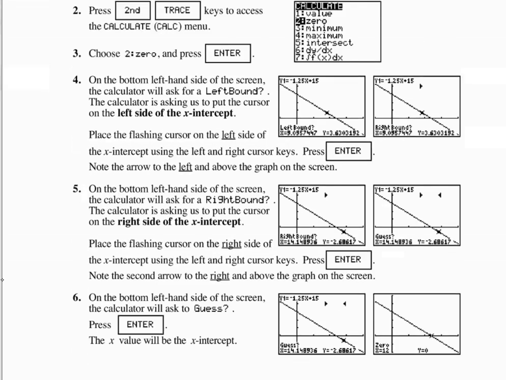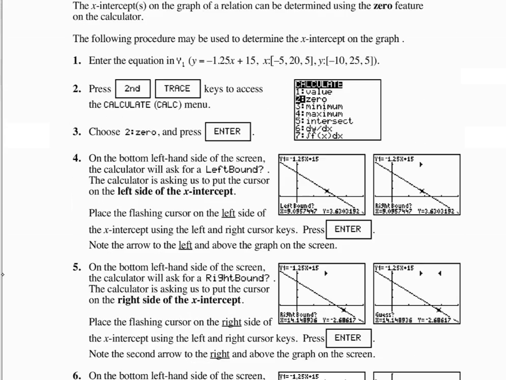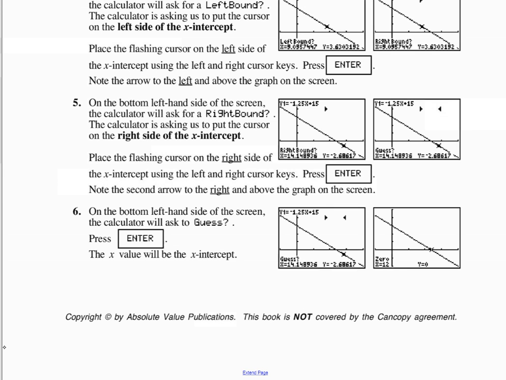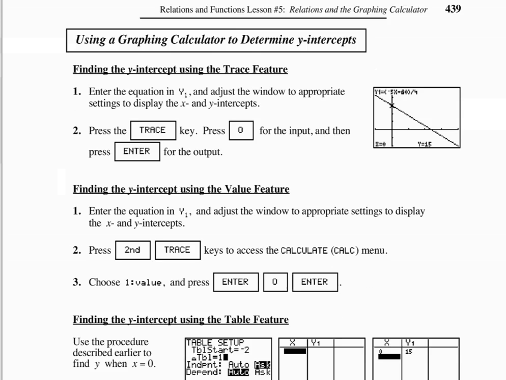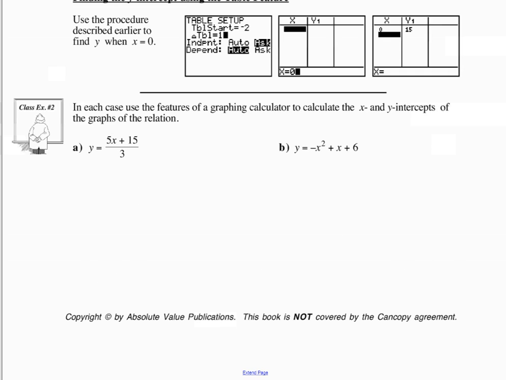X-intercepts is one thing we haven't talked about. So there's two ways to find x-intercepts. And so I'm going to go back here. Let's look at example 2. It says, find the x and y intercepts of the graph. Which one do you want to do? A or B? Let's do B. Okay. So let's first talk about y-intercepts.